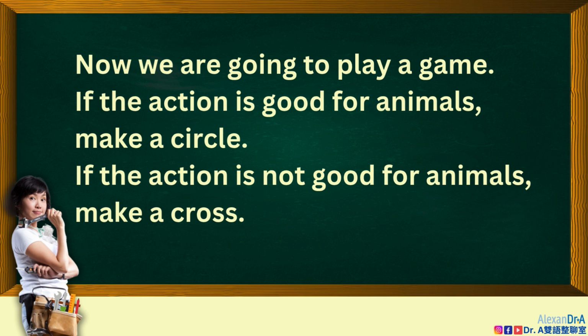Oof. For little kids, that's a lot. Action not good for, make a cross. Good for, make a circle. Lots of new stuff all at once. Yeah, potential confusion overload. So how did Dr. A suggest improving that, applying these principles?